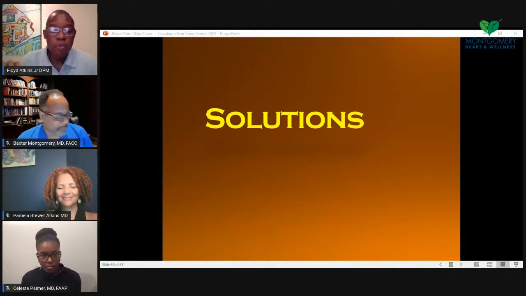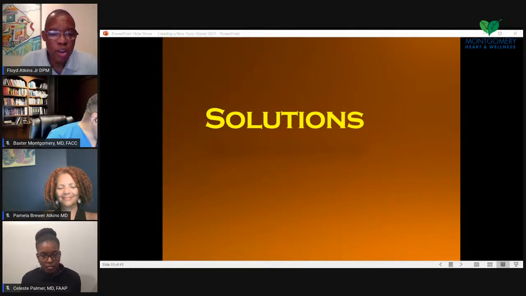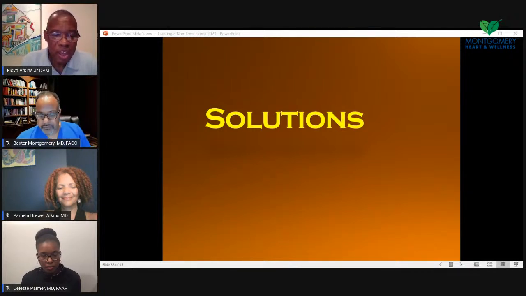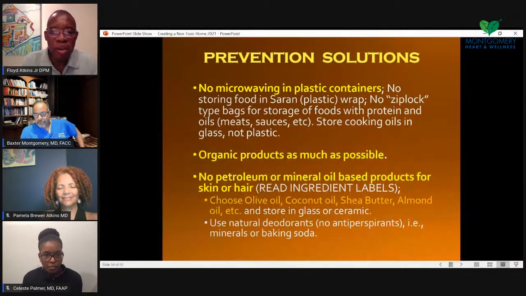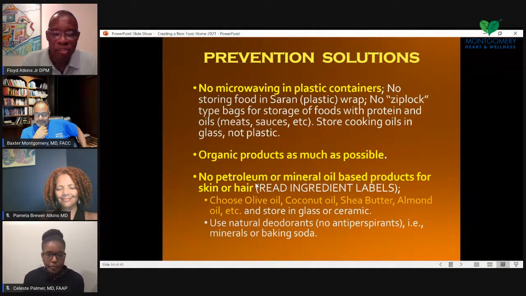Okay. Well, a couple of key points. And one thing I want to point out here is that, and this is just the key points, we want to get the microwaves out. If we can do that, especially not microwaving in plastic, because when you microwave in plastic, you force the phthalates and the chemicals in the plastic into your food. And so even though the companies say they're microwave safe, as far as I'm concerned, nothing is microwave safe. Number two, organic products as much as possible.